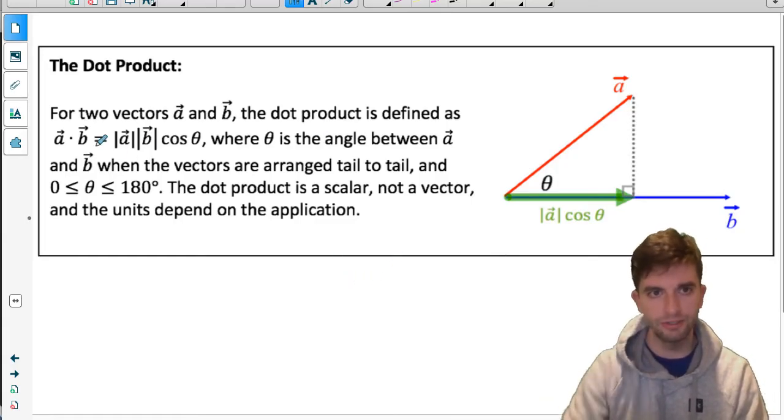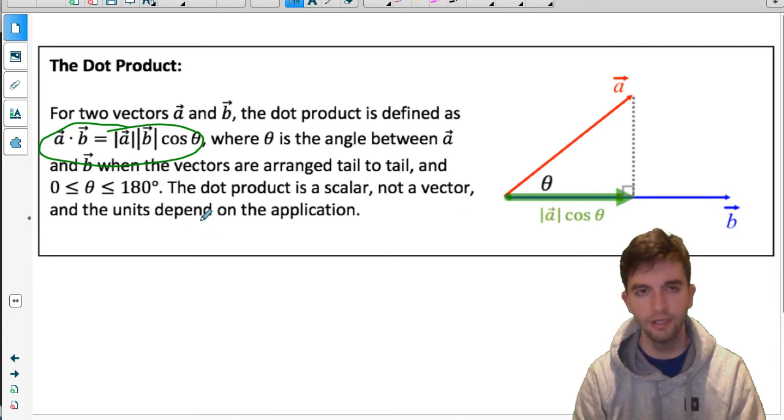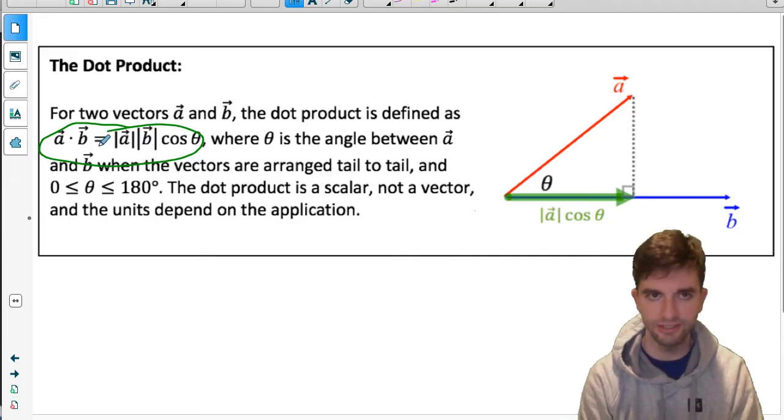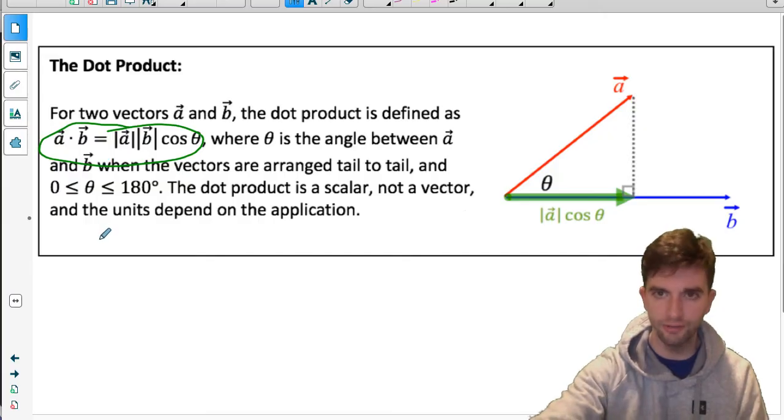So let's go ahead and try out this formula that we created with a few examples. And I should mention, this is the formula for the dot product of geometric vectors. There's a different formula for if we have algebraic vectors that we'll do later in the lesson. So let's try a few examples.